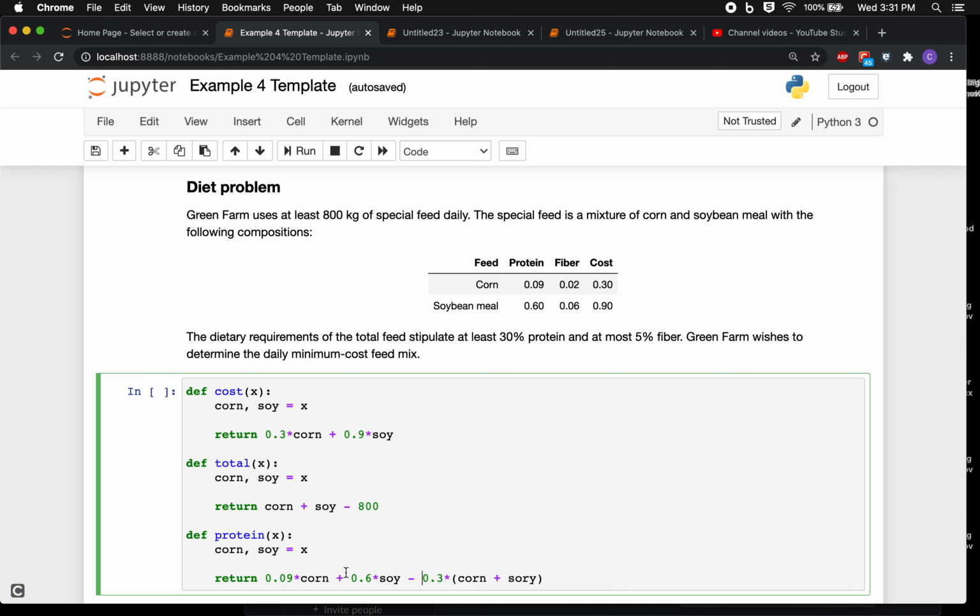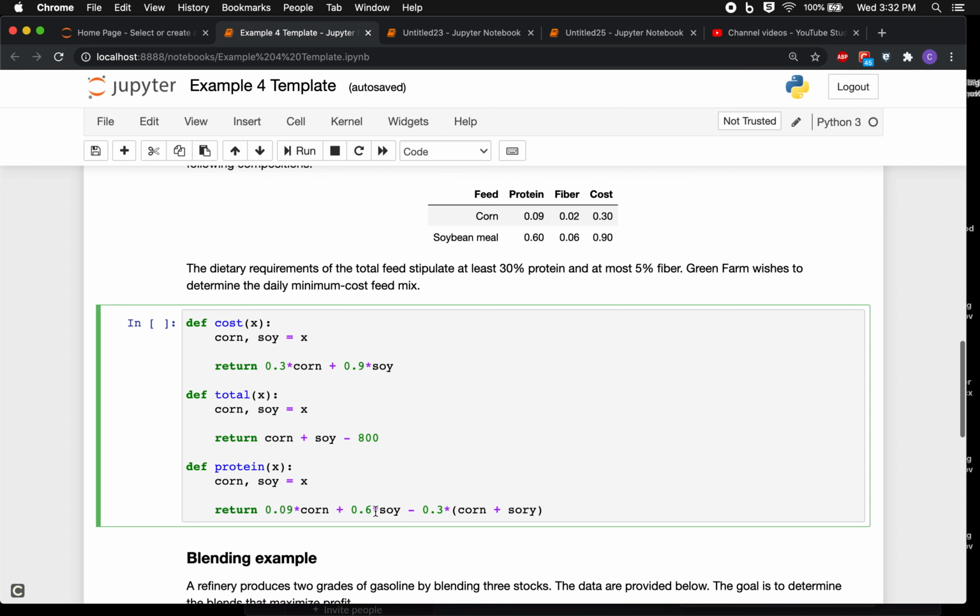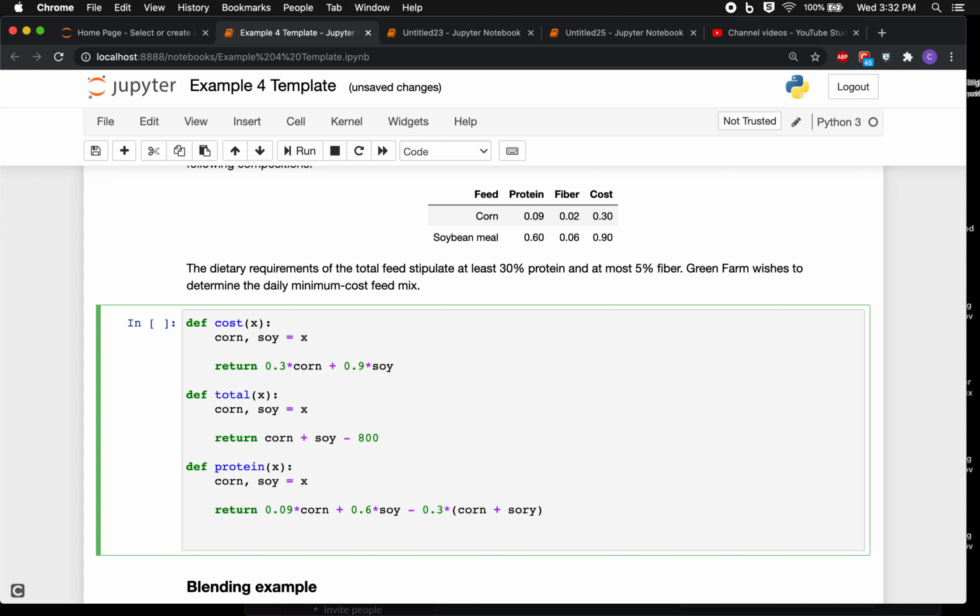When we mix these together, the total mixture has to have at least 30% protein. And so this is how we'd write this constraint. Another way you could think about this is if you divide through by this corn and soybean, this equation would give you also another way of getting that percentage. So that would be the at least part.